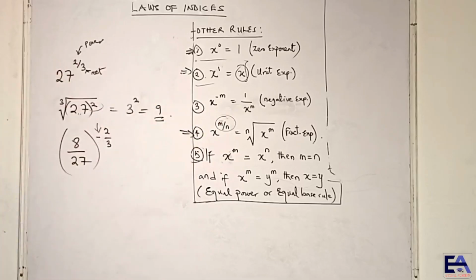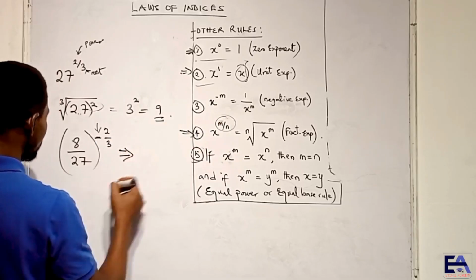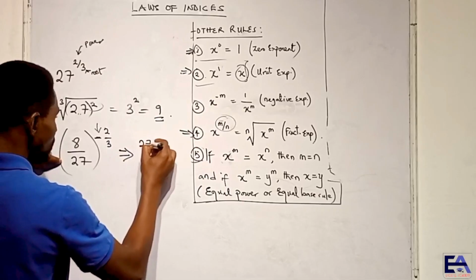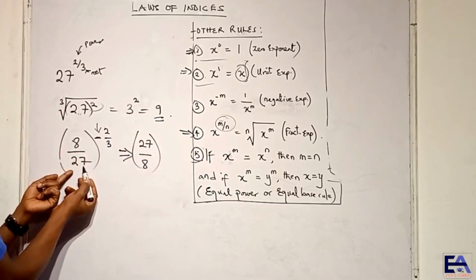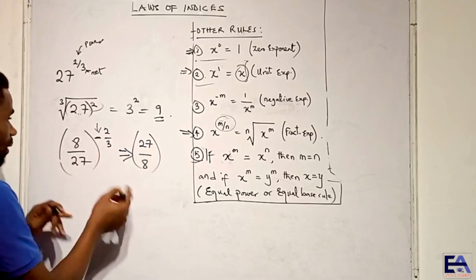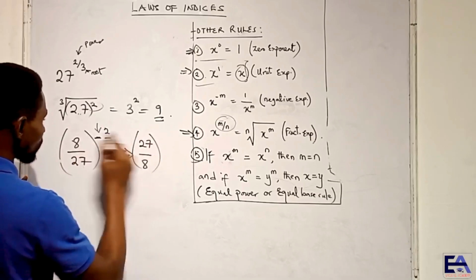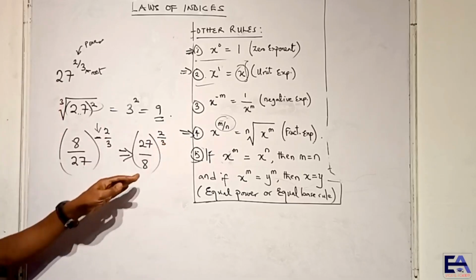Okay, good. So we take this minus off, and then it's going to give us 27 over 8, which means the reciprocal of 8 over 27 is 27 over 8. That is, they will switch. I'm going to explain that shortly. So we have 27 over 8, then raised to the power 2 over 3. So that's what we are going to have.